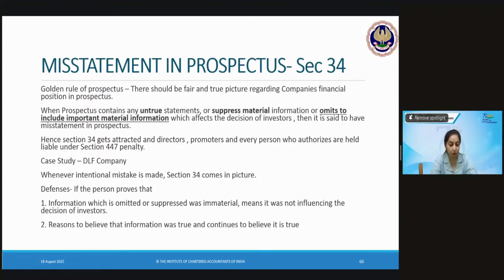company's financial position. But if I'm trying to cheat you, if I'm trying to do something misleading, an untrue statement, what is the meaning of the word untrue statement? Can anyone tell me in the chat box, what do you mean by untrue statement? Absolutely correct. Something which is false.